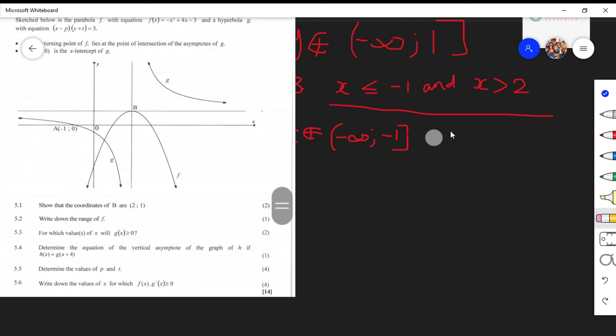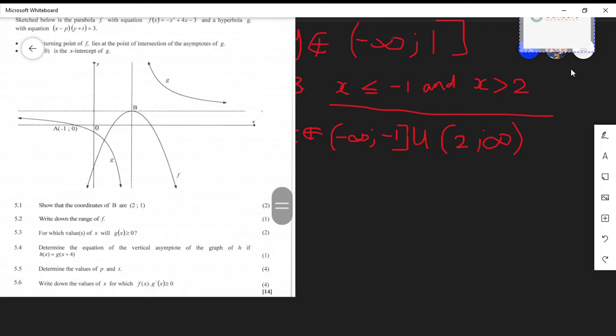Okay, so back to our answer. The second way we can write it is x an element of (-infinity, -1], inclusive of -1, and x an element of (2, positive infinity). Why we don't write a square bracket for 2 is because we're not including the value of 2. Remember, 2 is the vertical asymptote and the graph can never touch 2. That's why it's a rounded bracket, okay? And positive infinity and negative infinity are always rounded brackets, okay?